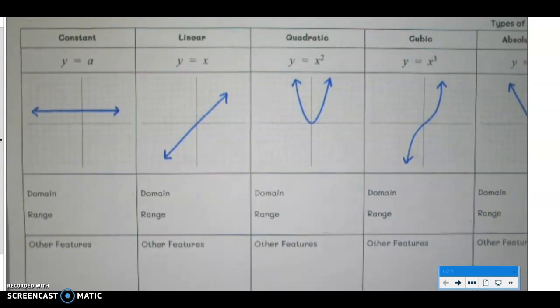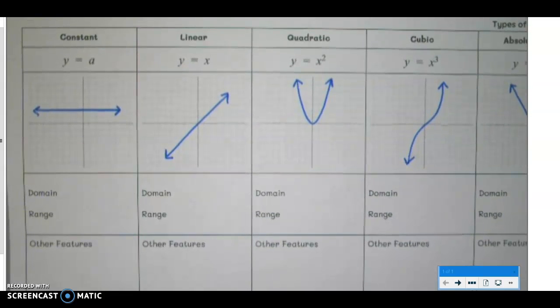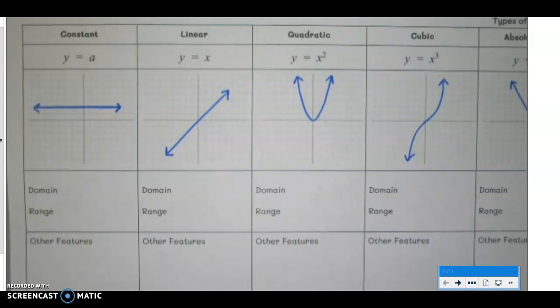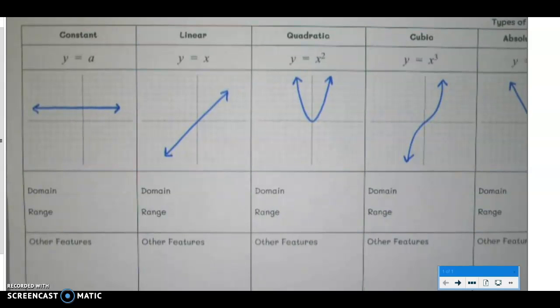Hi guys, in this video we're going to go over the different types of functions that we will cover in precalc. You should have seen a lot of these before, and we are not going to completely fill out this graphic organizer, but we're going to start it. So go ahead and pause the video and draw the graphs that you can see.